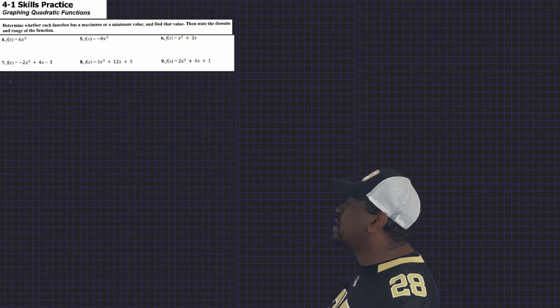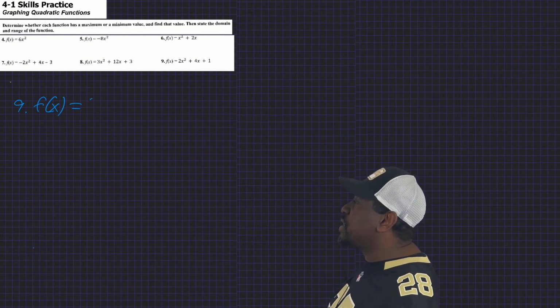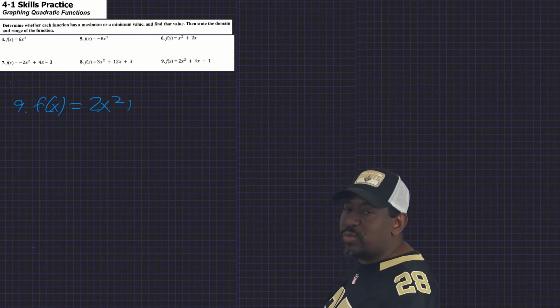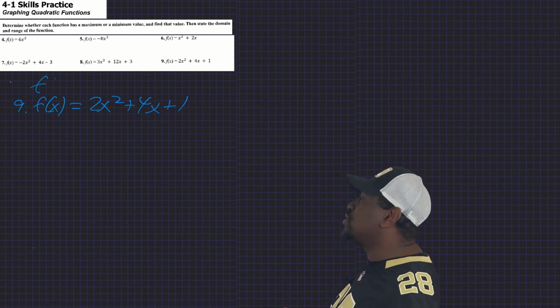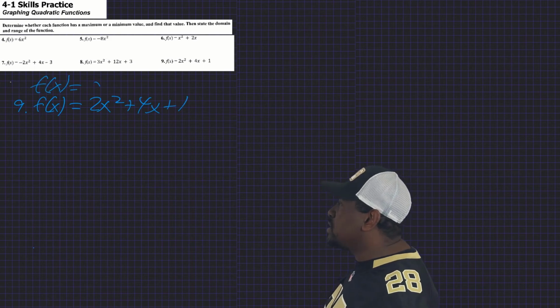What we'll do now is our next problem here. While we're waiting, I hope everyone's understanding the process. Hopefully this is allowing you to understand it better. We're going to go to number 9, do one more problem. We find the max or min value. So we write the equation.